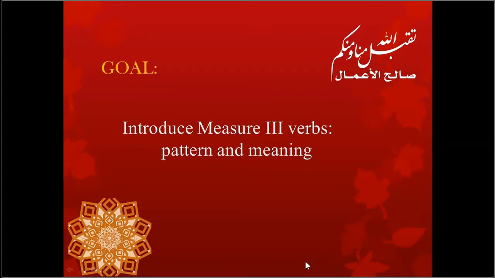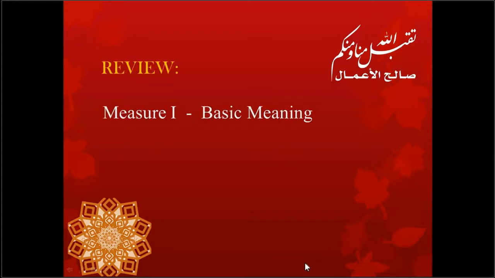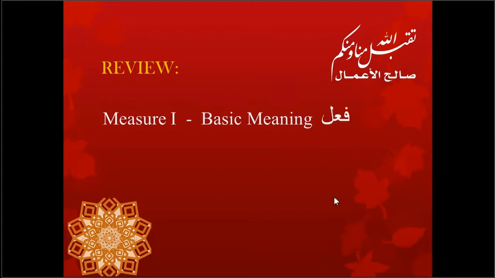Alright, now let's begin with a little bit of review. We went over measure 1 and we said this was the basic meaning of any root, right? To eat, to write, to drink, to work, and so forth. Great. This was of the pattern fa'ala, just the 3 consonants or 3 letters. Okay. Then we had measure 2. Remember, measure 2 was causative. That means to cause whatever the meaning of measure 1 is.